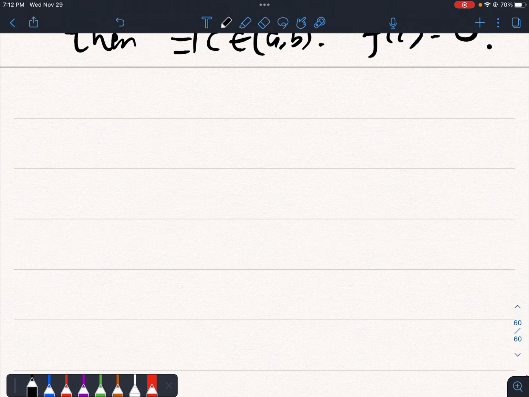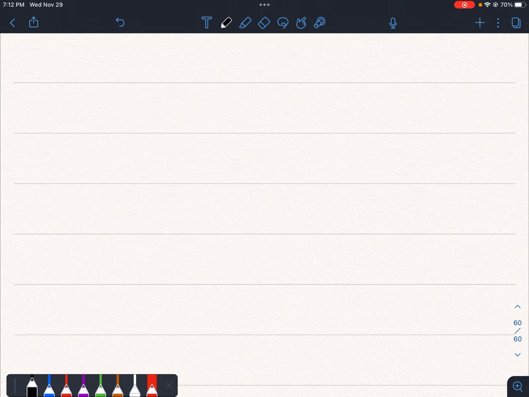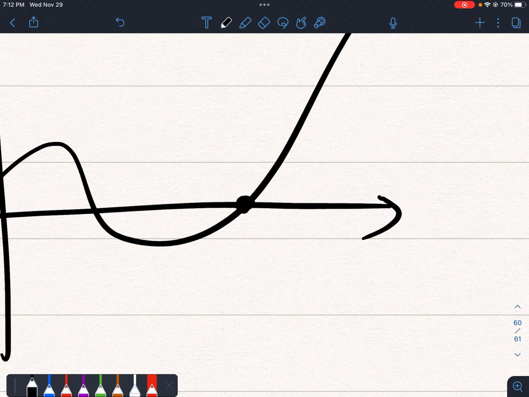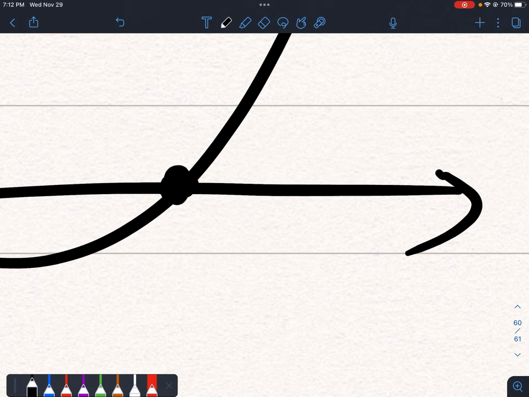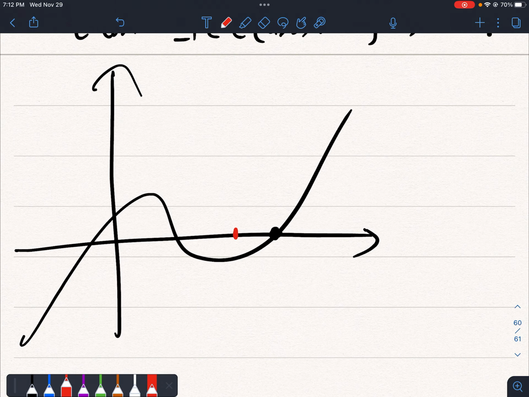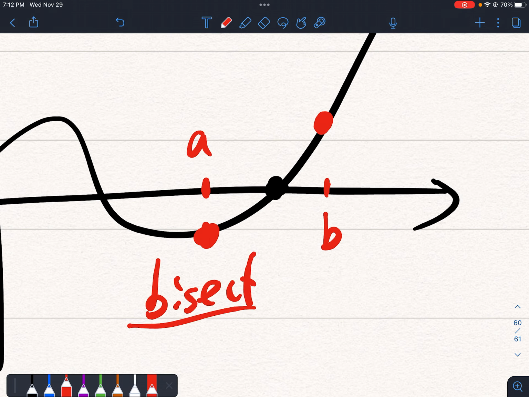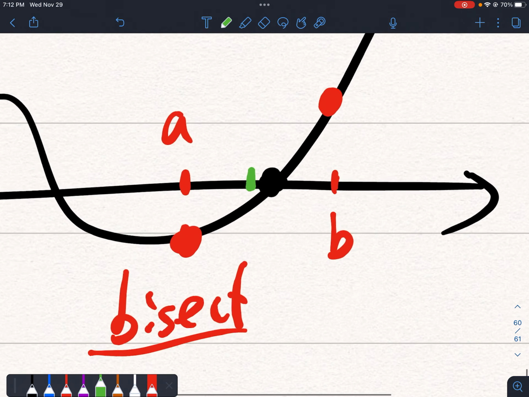So using this, we can actually have a method to locate a 0. Let's say we have some function that is very, very weird, and then we want to find some 0. How should we find this 0? One way is that we can find some value A that is smaller than the possible 0, whose value is less than 0, and some B whose value is bigger than 0. And then we can bisect this interval AB.